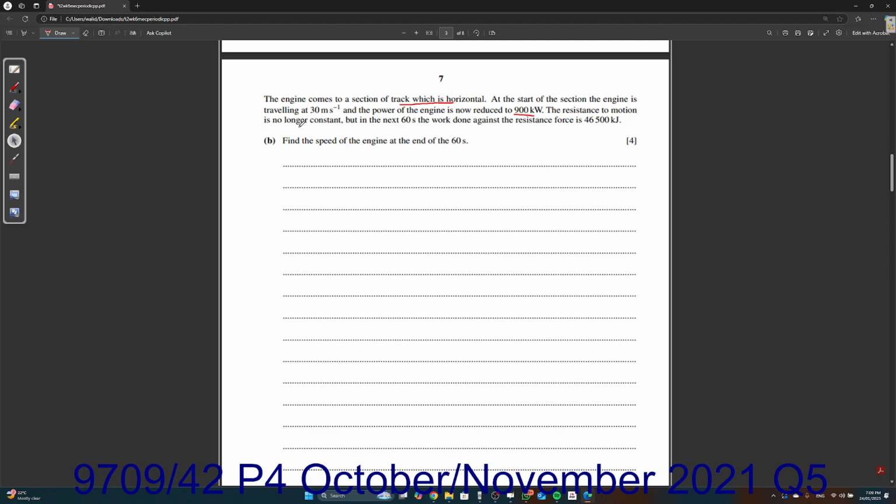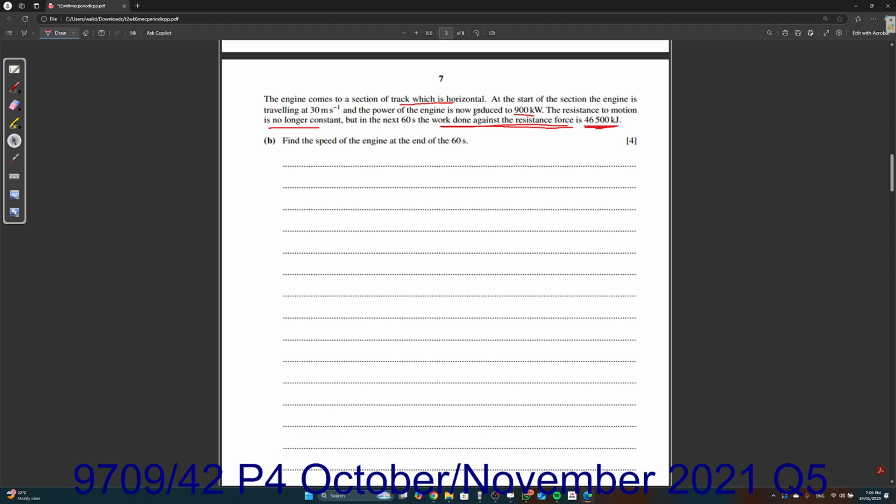The resistance to the motion is no longer constant, but in the next 60 seconds, the work done against the resistance force is 46,500. So we have resistance, but it's not constant, but they told us the work done against the resistance force is 46,500. Okay, this sentence is very important. You need to understand what this means.